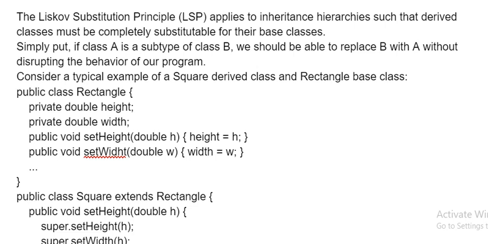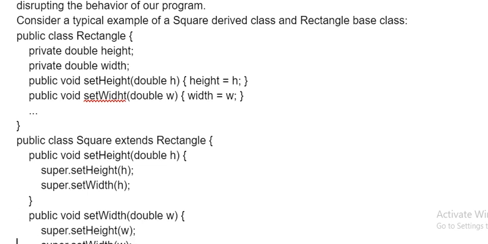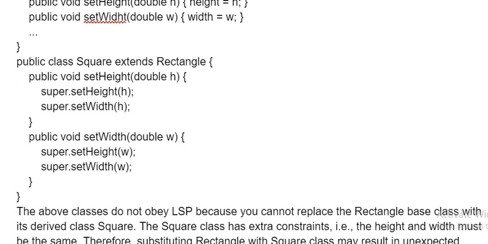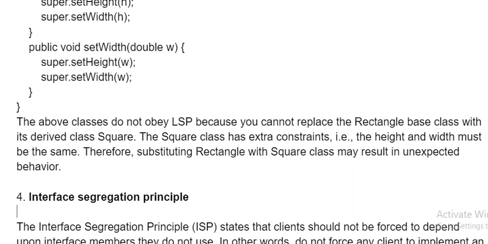Square is a derived class. In Rectangle we have height and width, and we are setting the height and width by 2 methods, set height and set width. Now class Square extends this Rectangle class, so it is also implementing these methods, set height and set width. This doesn't obey Liskov substitution principle, because you cannot replace the Rectangle base class with the derived Square class, because Square has an extra constraint, that is the height and width must be the same.